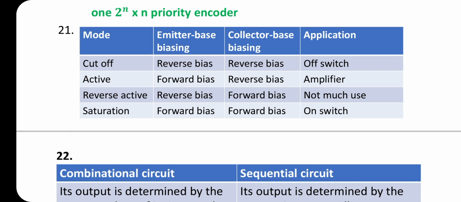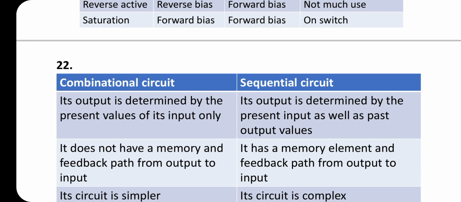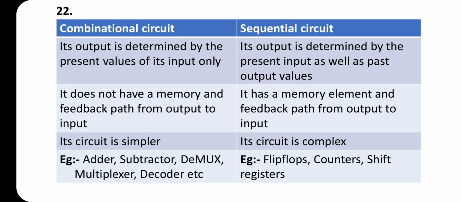Active mode: emitter-base junction is in forward bias and collector-base junction is reverse biased. Application is amplifier. Reverse active: emitter-base junction is reverse biased and collector-base junction is forward biased. Application: not much use. Saturation: both emitter-base junction and collector-base junction are forward biased. Application is on switch.